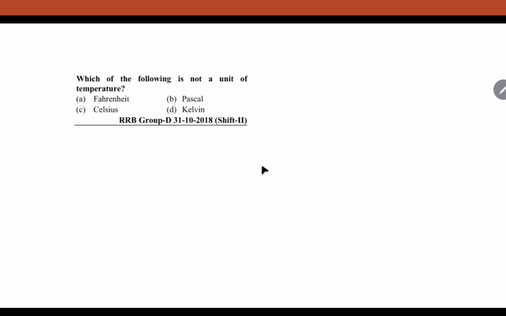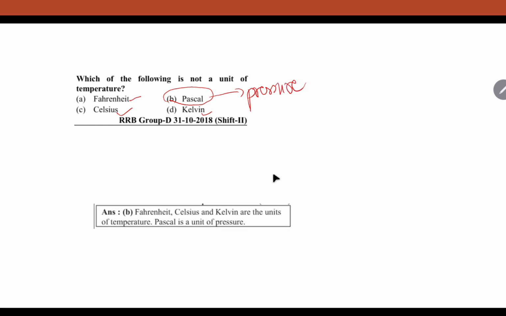Okay. Next, which of the following is not a unit of temperature? Fahrenheit is a unit for temperature, and Celsius is also a unit for temperature, and Kelvin also is a unit for temperature. What is not a unit for temperature is Pascal. Pascal is a unit for pressure. So option B is the right answer.